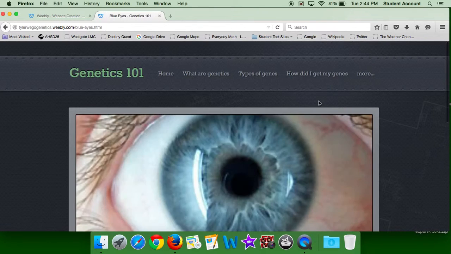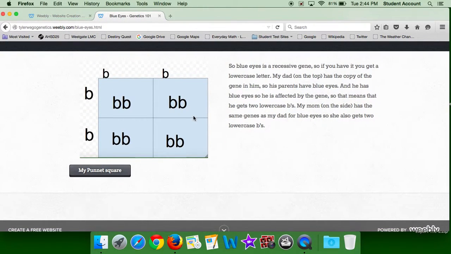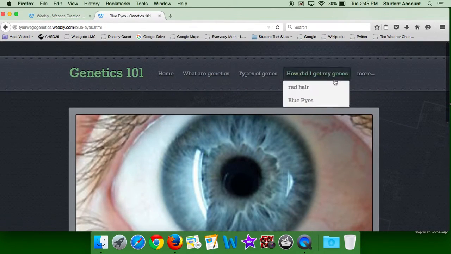So now for blue eyes. For blue eyes, my dad was the same as with red hair. He was a carrier and he was affected, so he gets 2 lowercase b's. Blue eyes is also a recessive gene, so you get lowercase if you have the gene in you. And my mom, she's the same. She is a carrier and she's also affected, so she gets 2 lowercase b's also. So now, as you can see, there is no way that I can get any other thing because it's all blue eyes throughout the whole Punnett square. And like the same thing, if you want to visit my video, here's a YouTube video that I made explaining how I made my Punnett square.